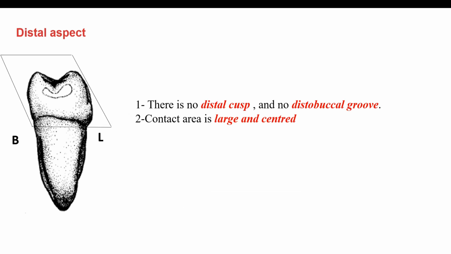Distally, there is an absence of distal cusp which was present in the first molar, and there is no distobuccal groove because there is no distal cusp, and the contact area is very large and it is in the center.